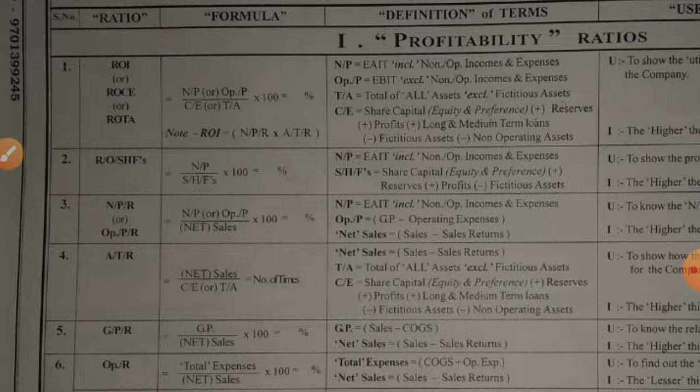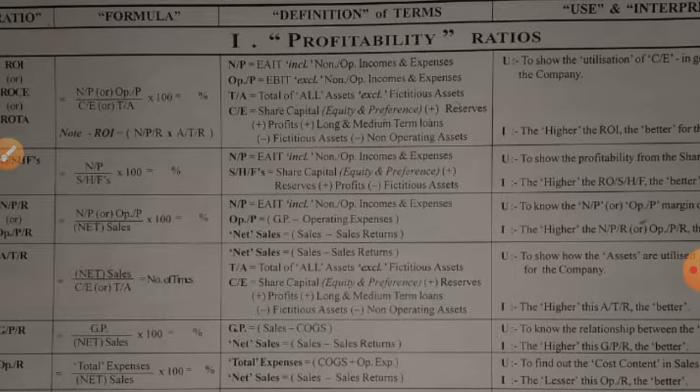Net profit, as we studied earlier, is earnings after interest and tax including non-operating incomes and expenses, that is interest income and interest expenses, those are non-operating items. Shareholders funds means, in a company type of balance sheet there will be shareholders fund, that is nothing but share capital plus reserves and surplus. Here we need to consider those itself. Share capital, equity and preference share capital, plus reserves plus profits minus fictitious assets we need to consider.